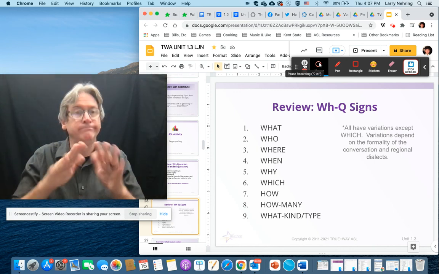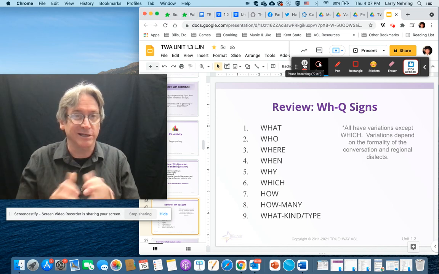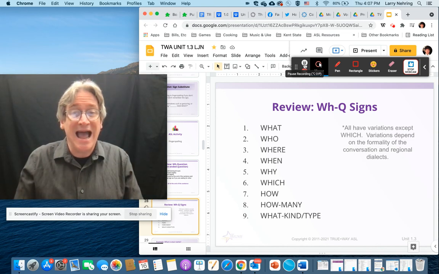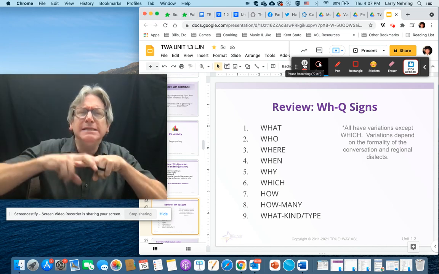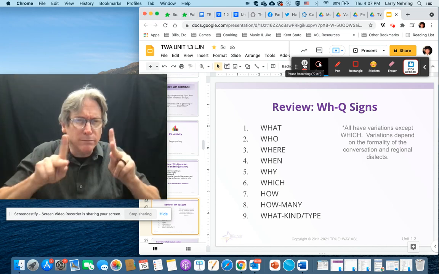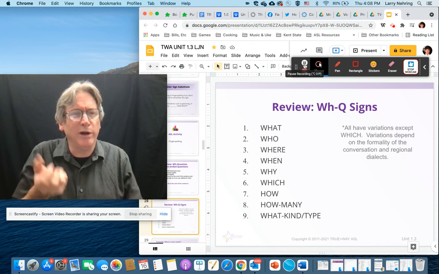How, and how is the alternate, is the variation. How many, toss things up in the air. How many seats, how many chairs, how many people, eyebrows down. You could do it one-handed. How many?